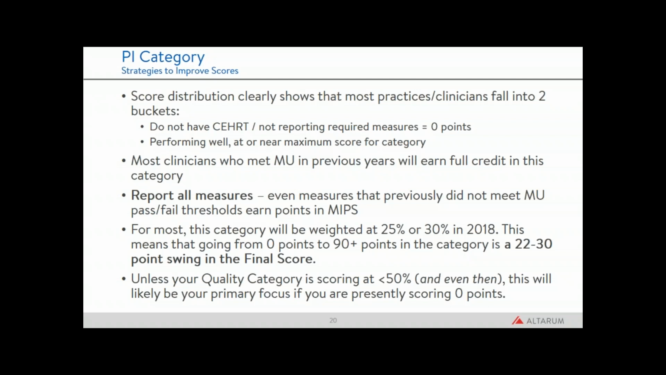If you previously or are currently not earning the base score in this category, focusing on this category could create a 20+ point improvement in your final score. And this will likely be your primary category with opportunity for improvement unless you are scoring below the 50% mark on the quality category.